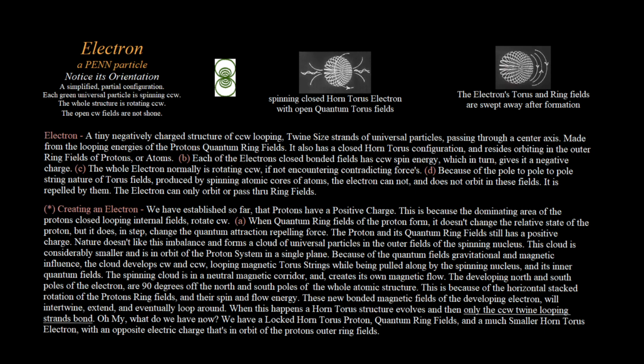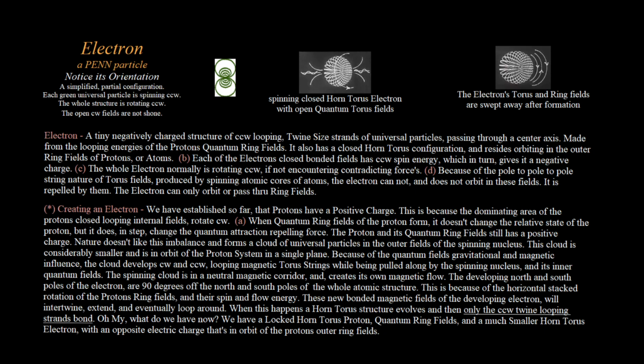Because of the quantum field's gravitational and magnetic influence, the cloud develops CW and CCW looping magnetic torus strings while being pulled along by the spinning nucleus and its inner quantum fields. The spinning cloud is in a neutral magnetic corridor, and creates its own magnetic flow. The developing north and south poles of the electron are 90 degrees off the north and south poles of the whole atomic structure. This is because of the horizontal stacked rotation of the proton's ring fields, and their spin and flow energy. These new bonded magnetic fields of the developing electron will intertwine, extend, and eventually loop around. When this happens, a horn torus structure evolves and then only the CCW twine looping strands bond.